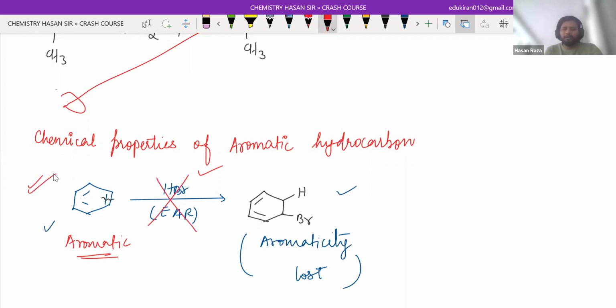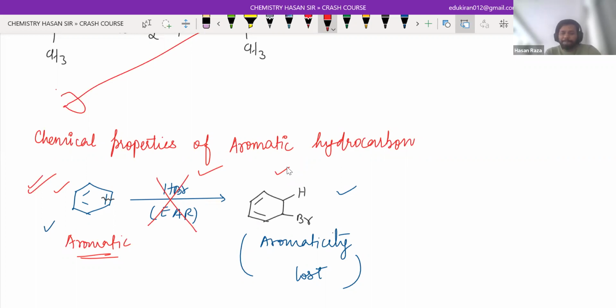Every compound in this universe wants to be stabilized. So this aromatic hydrocarbon, due to this reaction, loses its stability. That's why this reaction will not take place. And you can say aromatic hydrocarbon does not give electrophilic addition reaction, because of this reaction, it loses stability. That's why it will not give this reaction.